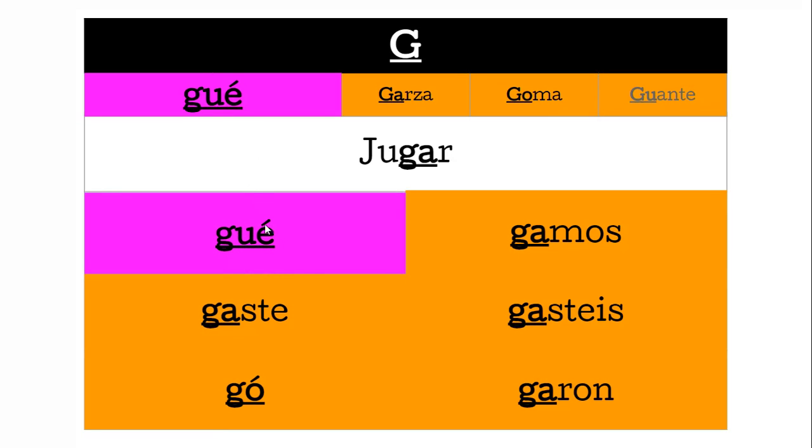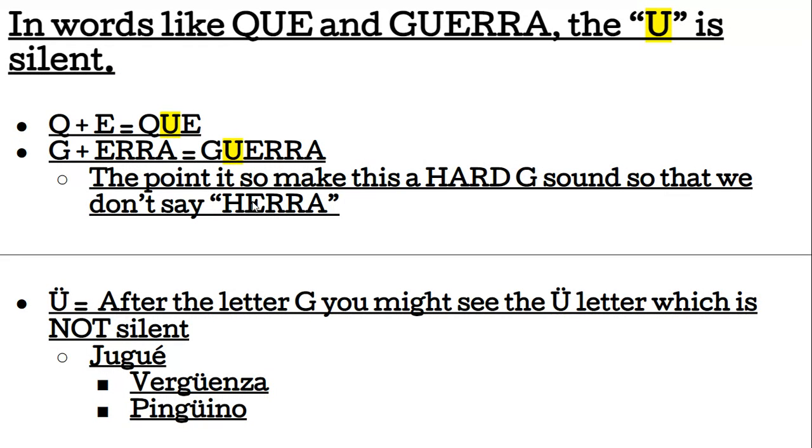So now that you know those spelling changes, I do want to point out that sometimes there are some words with this funny little letter. Now notice, in words like que and guerra, we don't actually say the U. Listen, que. We're not saying cue, it's k. So this is silent. Just like this, we aren't saying guerra with a U sound, but we don't say the U because it's silent.